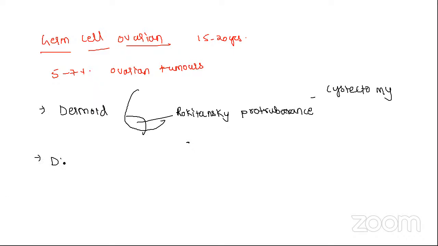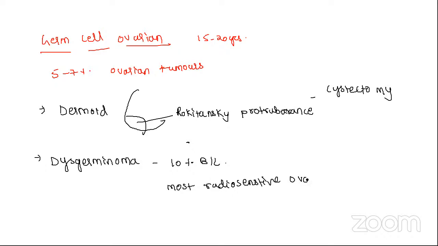Next, dysgerminoma. The single liners pertaining to dysgerminoma: 10% are bilateral. It is the most radiosensitive ovarian tumor.